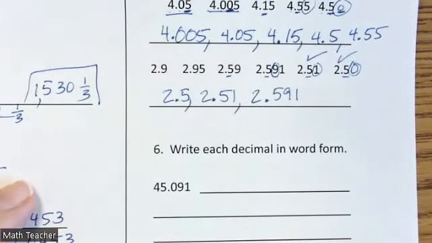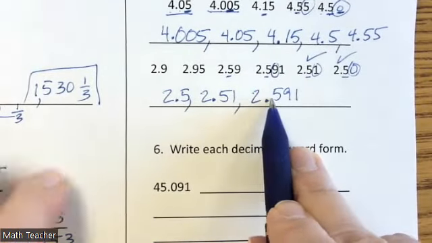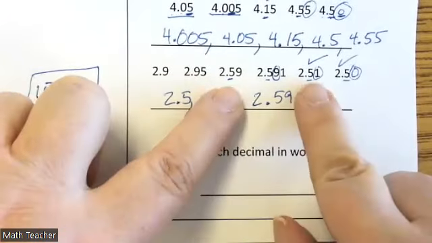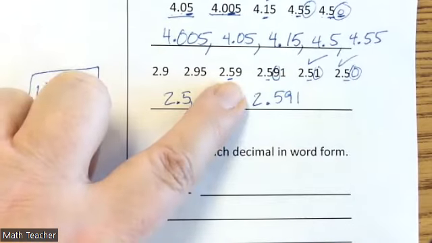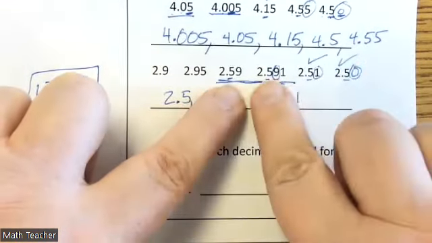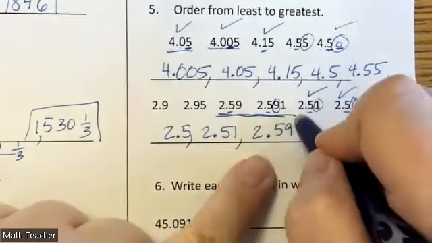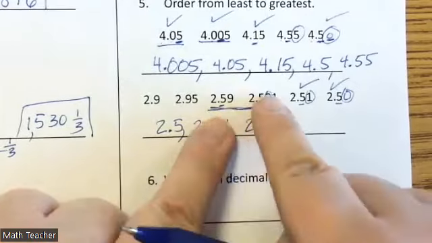Actually, they had 2.51, 2.5. Sorry, I got these two. I thought I already did this one. So that's why I do the check mark. I almost skipped this one. So again, we come to these two, but 2.59 and 2.591 are the next two numbers. I don't have a check mark there yet.